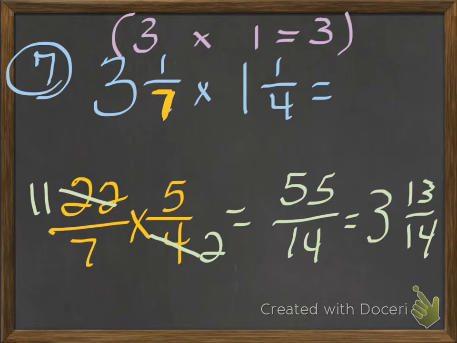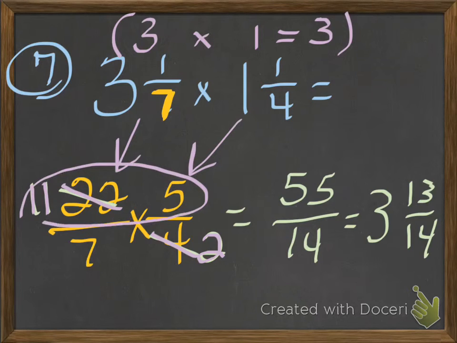So that's my estimated answer. Let's find out how I did. 3 1/7 can change to 22/7. 1 1/4 changes to 5/4. Now before I multiplied, I cross-simplified. I saw 4 and 22 can both be divided by 2. So 4 divided by 2 is 2. 22 divided by 2 is 11.